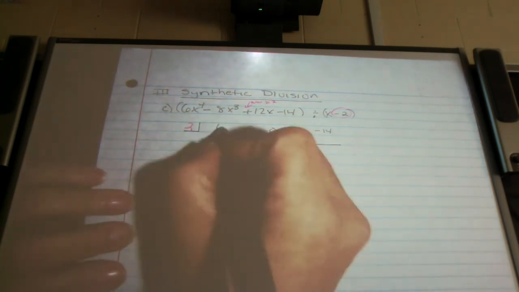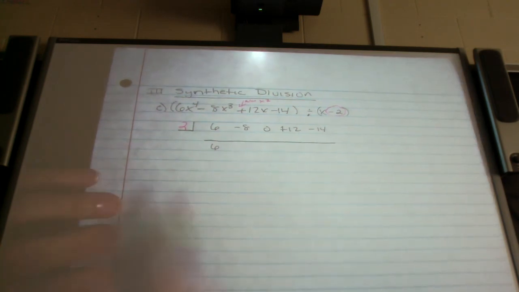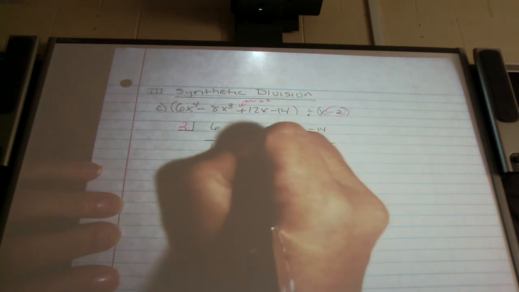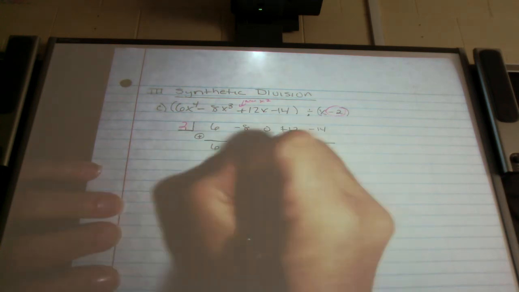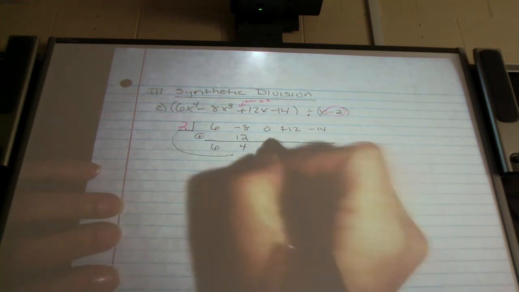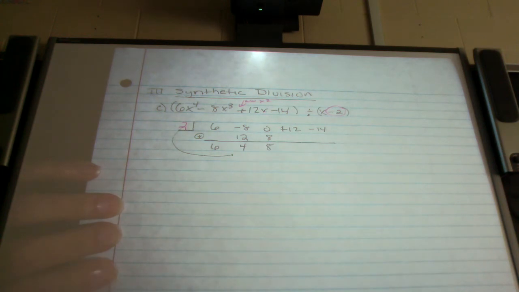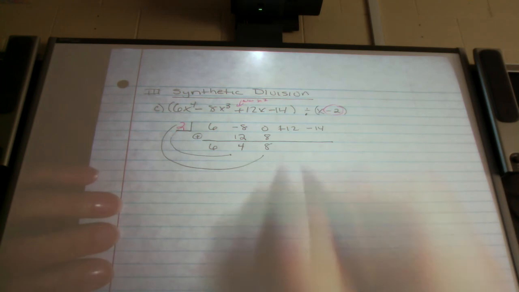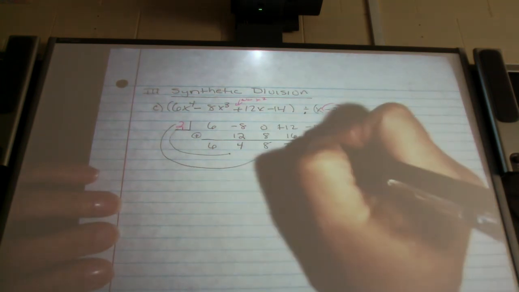And first thing we do is we drop the 6. 2 times 6 is 12. We add them together, which gives us 4. Then 2 times 4 is 8. Add them together, we get 8. 2 times 8 is 16. Add them together, we get 28.